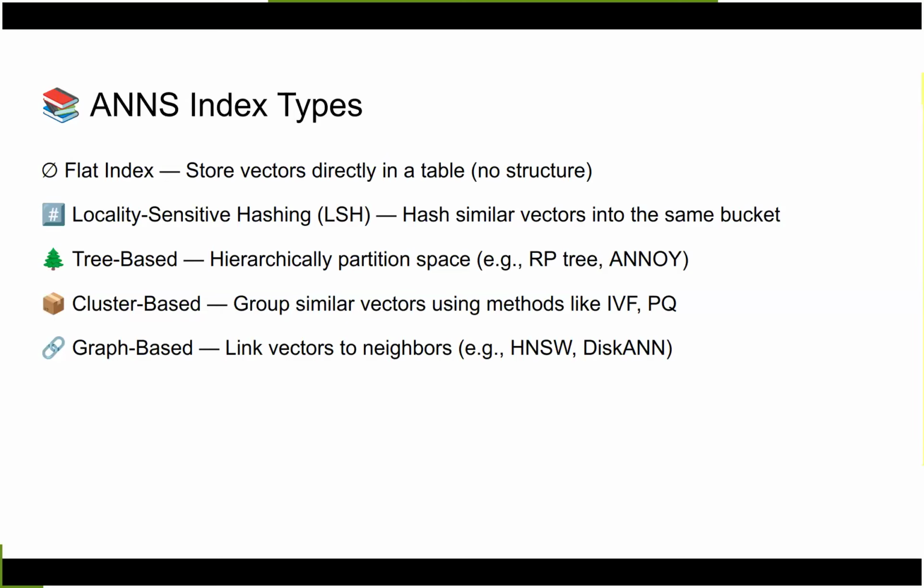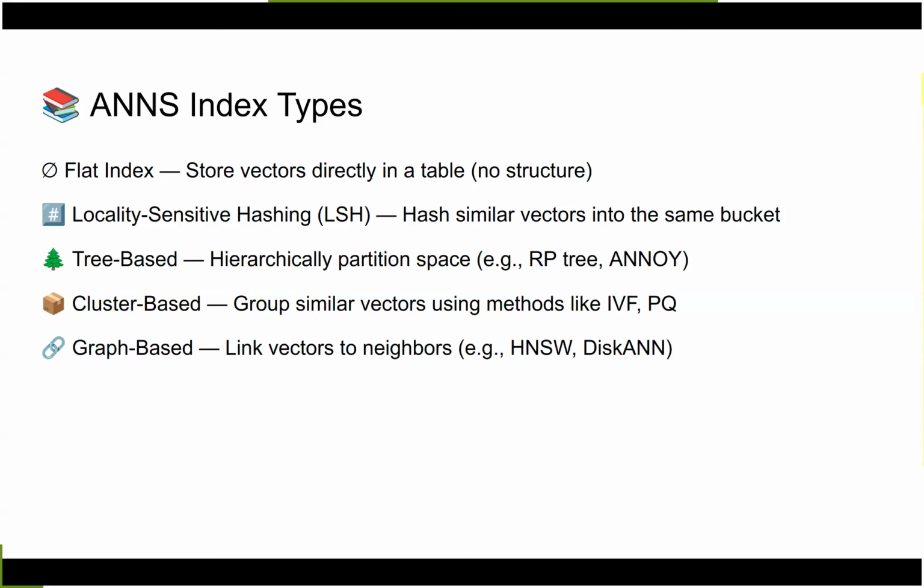So there are different index types for approximate nearest neighbors. The first index is simply a flat index. It basically stores vectors directly in a table. There is no structure. It is able to give you the exact answer with brute force, but it's slow. It's very slow to search.